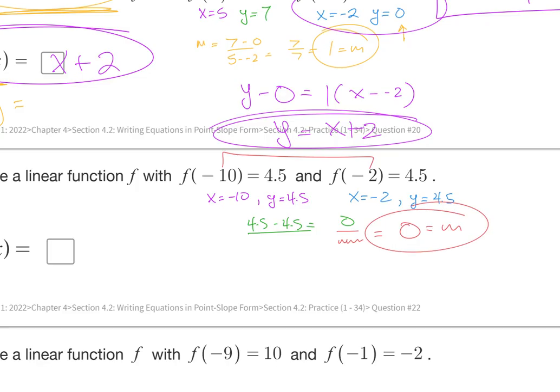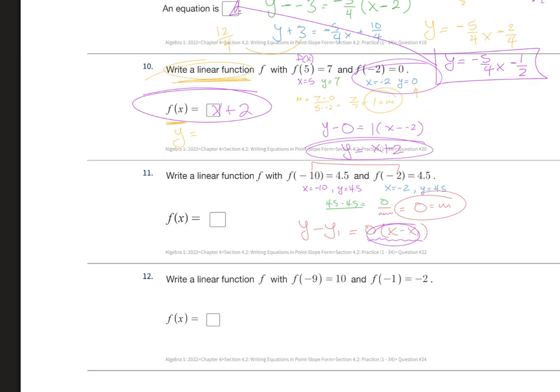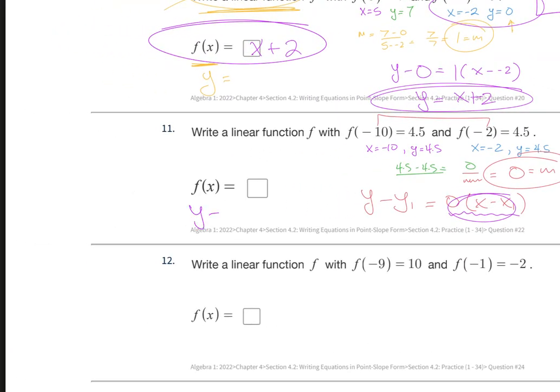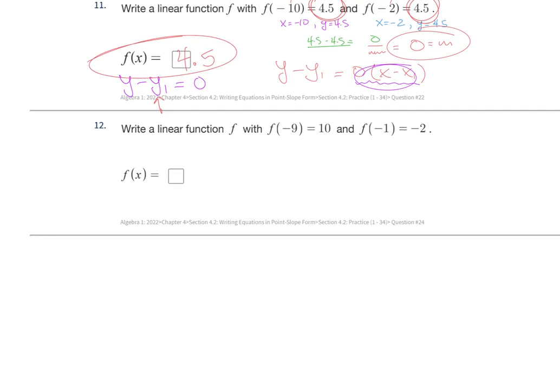So here's the fun part about this. For point slope form, it's y minus y1 equals 0 times x minus x1. Well, 0 times anything is 0. So really, this is just y minus y1 equals 0. Do you know what this is? It's just y equals 4.5. Do you know how I know that? Because it is. If I plug in my y's, they're both 4.5. And then I'm going to add 4.5 to the other side. And the simple answer is f of x equals 4.5. That's it. Write a linear function.